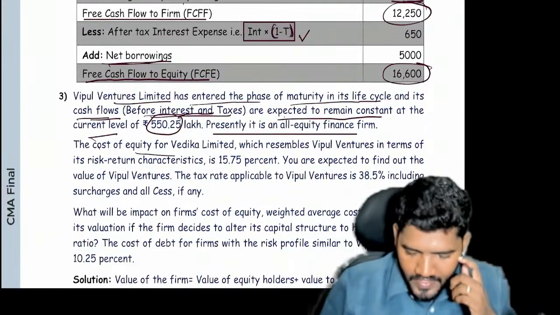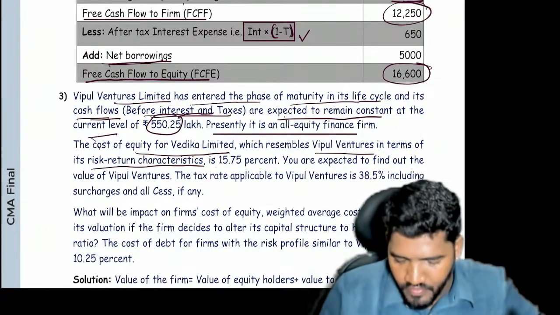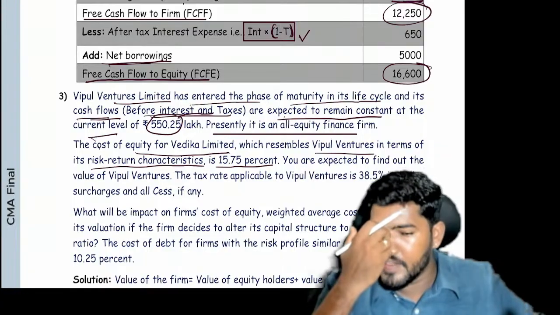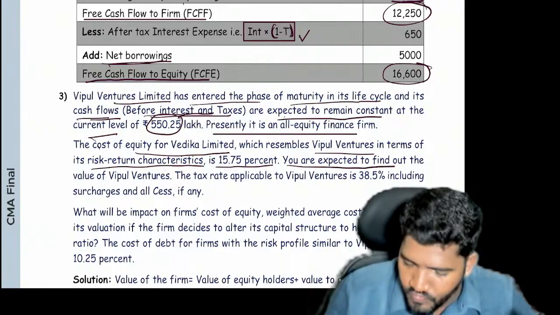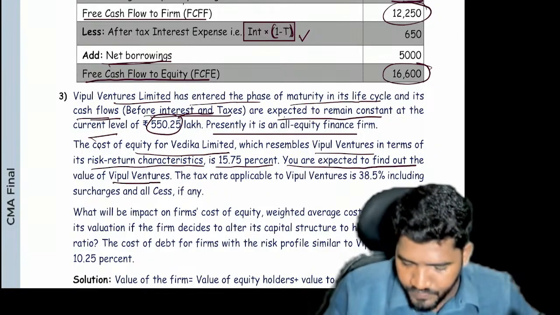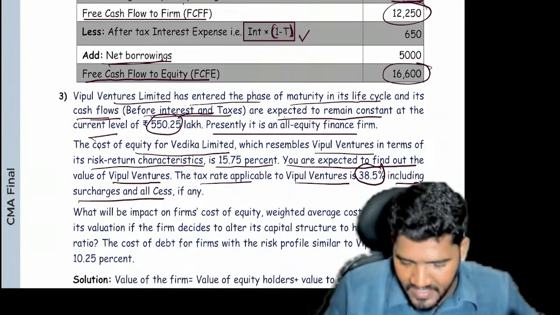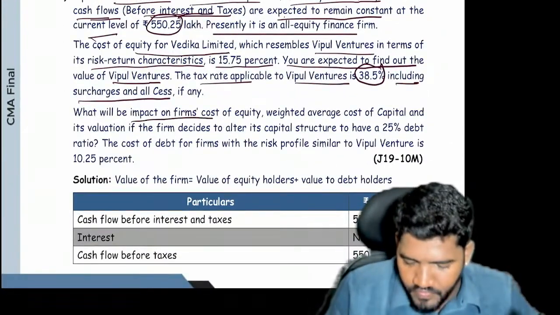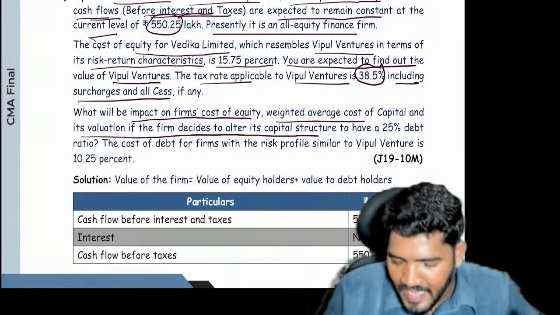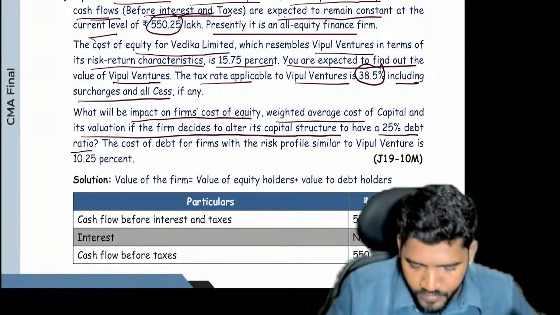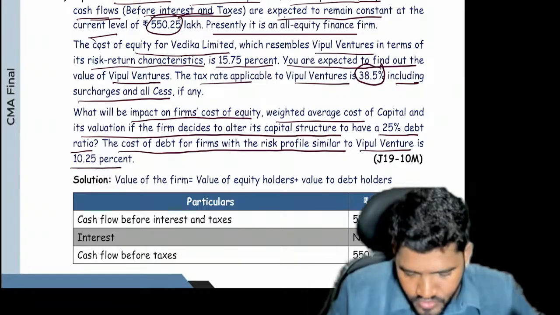So the cost of equity of Vedika Limited, which resembles Whipple Venture in terms of risk-return characteristics, is 15.75%. So this 15.75% means KE of a 100% equity firm, right? You are expected to find out the value of Whipple Venture. The tax rate applicable to Whipple Venture is 38.5%, including surcharge and all cesses. What will be the impact on the firm's cost of equity, weighted average cost of capital and valuation if the firm decided to alter the capital structure to have a 25% debt ratio? The cost of debt of a firm with risk portfolio similar to Whipple Venture is 10.25%.